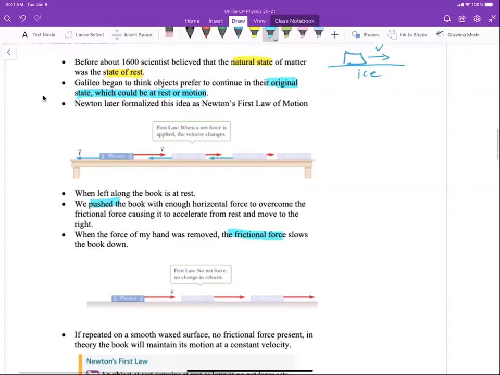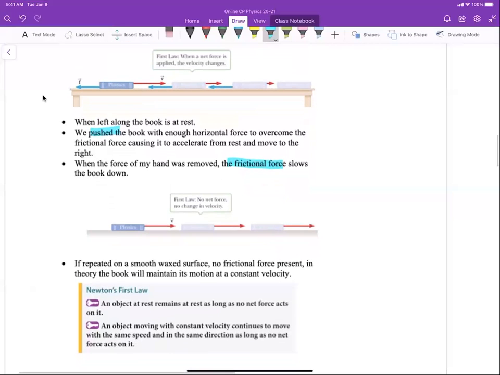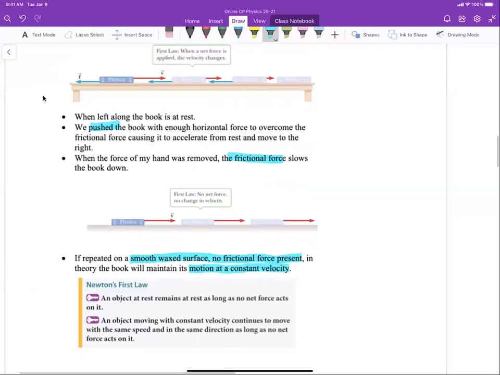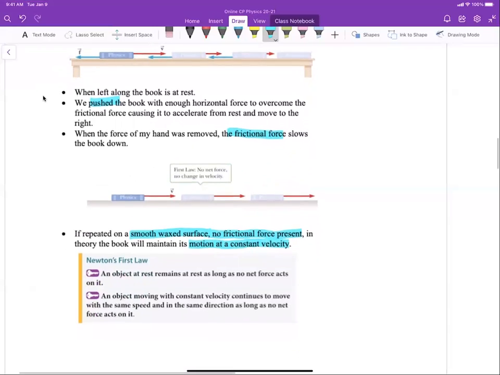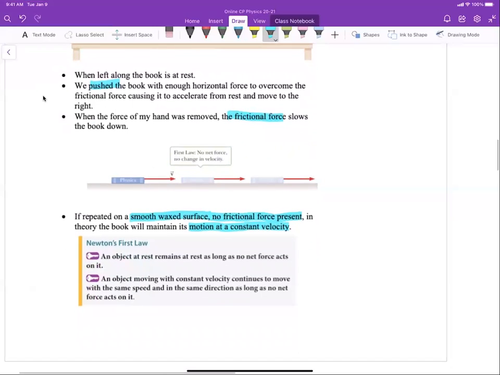If I were to repeat that process on a smooth wax surface and completely eliminate the frictional force, then in theory, once I have that book in motion, it will continue in motion forever. Okay, I know that's hard to imagine because it's very difficult to remove all frictional forces on a table surface. But if I was capable of doing that, I would be able to create a book that would travel across the surface forever and it would not slow down.